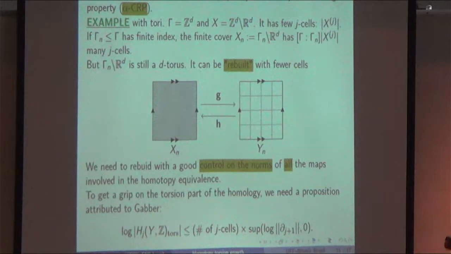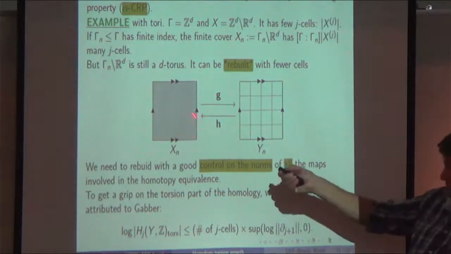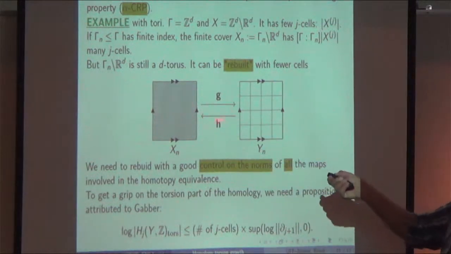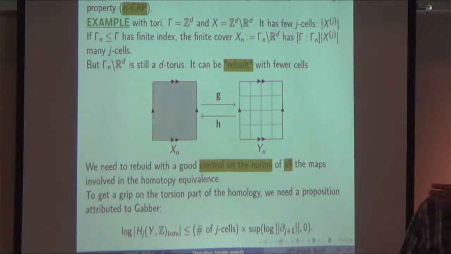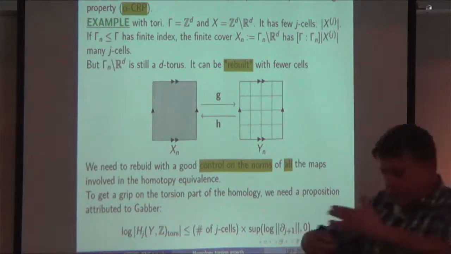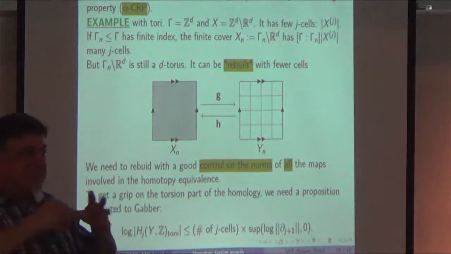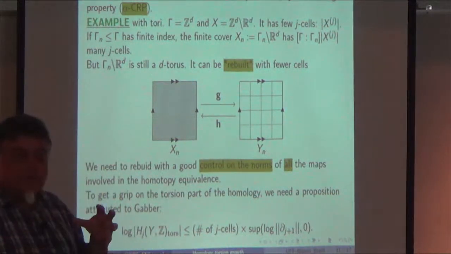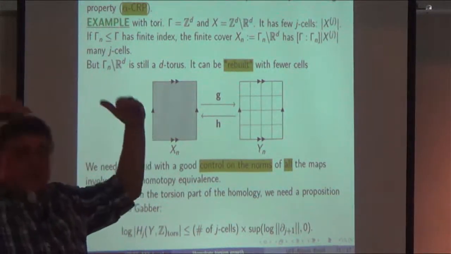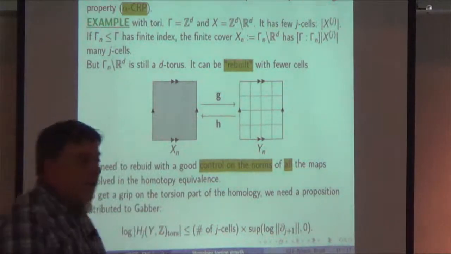Which means that we cannot just repeat a complicated cellulation by one cell, in dimension 2, let's say here. Because then one of the transfer maps, H or G, will have non-controlled norm along the sequence. We want a kind of uniform bound.